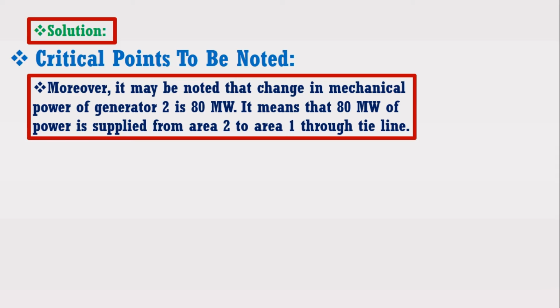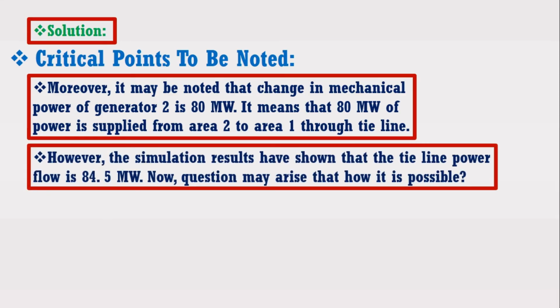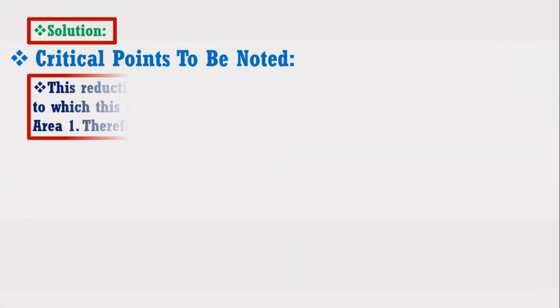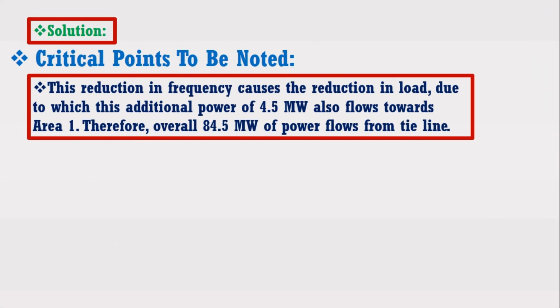Moreover, it may be noted that change in mechanical power of generator 2 is 80 megawatt. It means that 80 megawatt of power is supplied from area 2 to area 1 through tie line. However, the simulation results have shown that the tie line power flow is 84.5 megawatt. Now question may arise that how it is possible. The answer to this question is that 80 megawatt is supplied from area 2, whereas 4.5 megawatt of power is reduced in area 2 due to the frequency drop. It is because frequency stays at 59.7 Hz. This reduction in frequency causes the reduction in load, due to which this additional power of 4.5 megawatt also flows towards area 1. Therefore, overall 84.5 megawatt of power flows from the tie line.